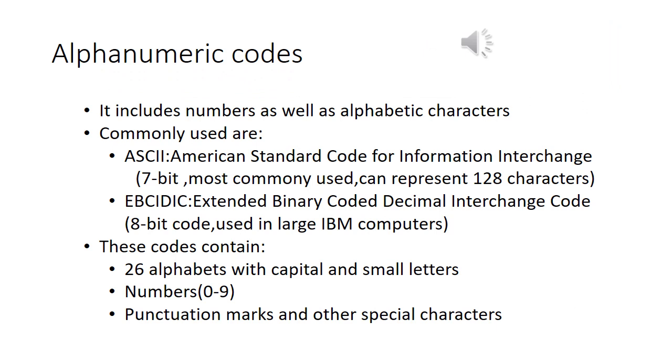For detecting single bit errors, we use parity, and for detecting and correcting multiple bit errors, we use Hamming code. Hamming code is not covered in depth in this topic. So the next topic is alphanumeric codes.